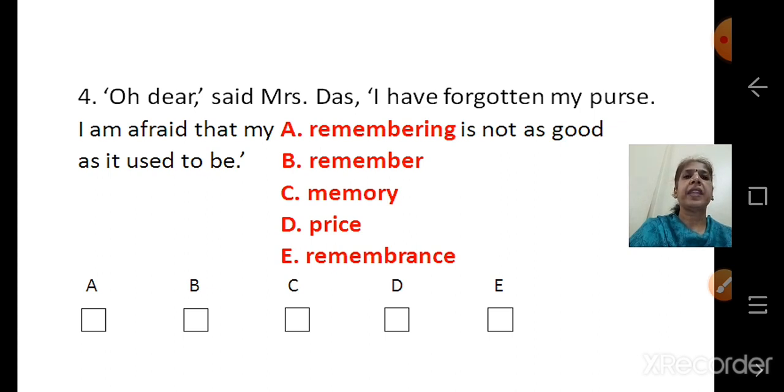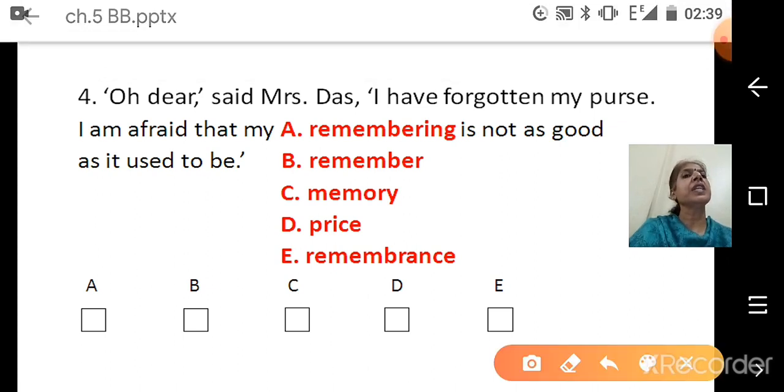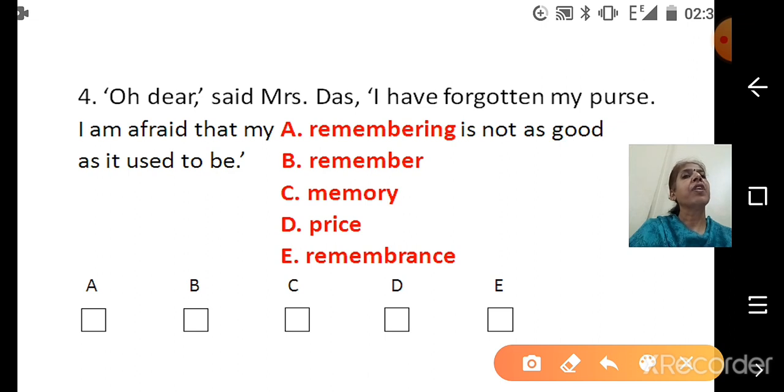Remembrance. So the answer is, yes children, what we say? Oh dear, said Mrs. Das, I have forgotten my purse. I am afraid that my dash is not good. What it is, children? The correct option is memory. So that my memory is not as good as it used to be. Which option it is? C. So the answer is memory. C.